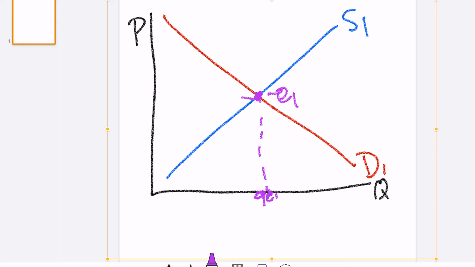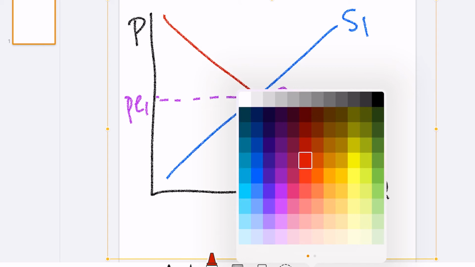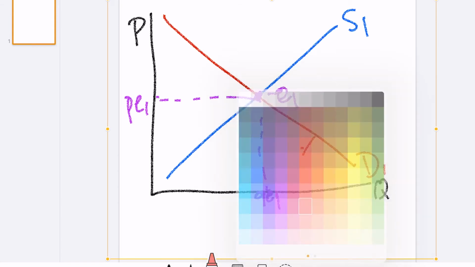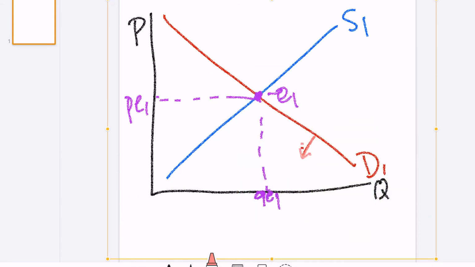Make sure you try to be as consistent as you can. So that's PE1, and this is QE1 down here. So this is equilibrium. So now we're going to shift demand, and we're going to cause a decrease in demand. All decreases always need to be a shift to the left. So we're going to the left on quantity. Shifting demand to the left, I'm going to change my color so it's easier to see. We're going to draw our arrows showing a shift to the left. We're going to draw our new demand line, and then label our new equilibrium.